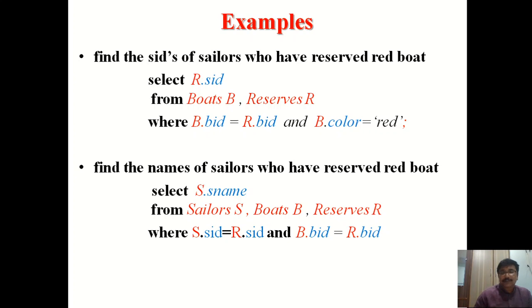As I already told you, if you have n tables, we need to write n minus 1 join conditions. That is a simple formula. Here we need to join three relations, so we write two join conditions: S.sid equals R.sid, and B.bid equals R.bid, because sailors and reserves have a common column sid, and boats and reserves have a common column bid. And one more condition is B.color equals red. The output of this query displays the names of sailors who have reserved a red boat.